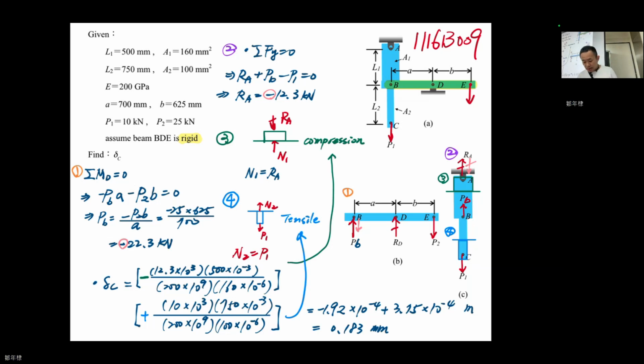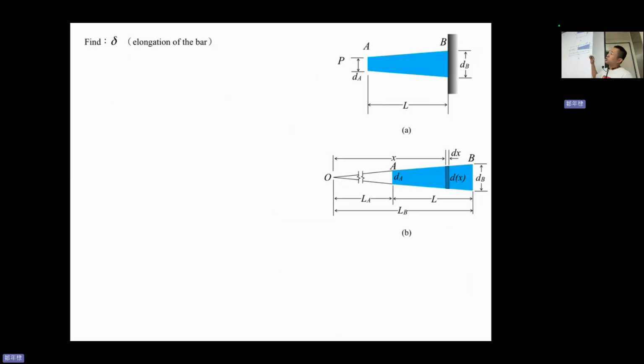Right, next one. Here is the continuous changing cross section. Okay, and it needs us to find the delta elongation of the bar. Okay, the blue part. So you see bar AB has a force P at the beginning, at the left hand side, okay? And then it is a circle shape of the cross section. And then we are going to find the delta.